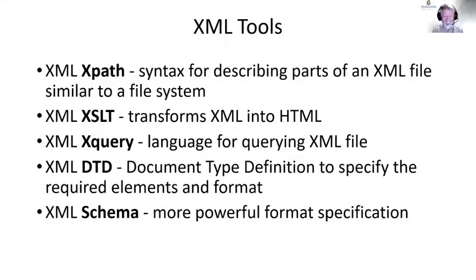XSLT is used for transforming XML into HTML if you want to display it. XQuery is a language for querying an XML file. So if you loaded an XML file, you can then run searches on it. XML document type definition is used to specify what elements and what format the elements may occur. We'll talk about that in detail in just a minute or so. And then schemas are a more powerful way of specifying the format than DTD, although DTD is a more well-known standard. There are many other tools involved in XML, but we're not going to cover those today.